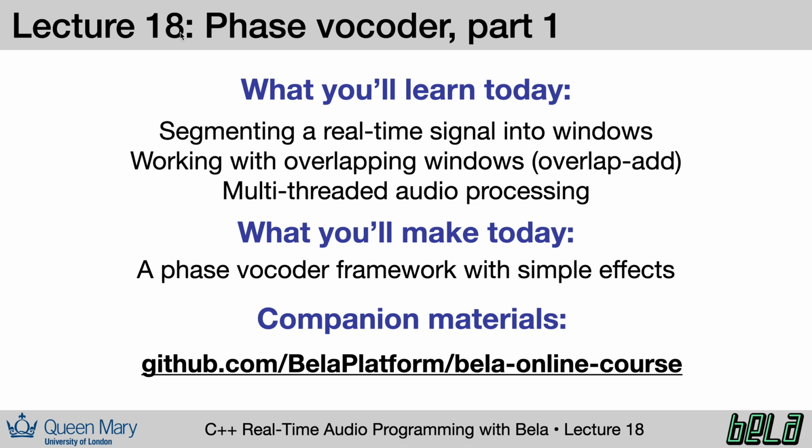In this lecture, we'll also have a first introduction to multi-threaded audio processing. We'll see why this is a useful approach to dealing with expensive computations that occur relatively infrequently. By the end of today's lecture, you will create an architecture for building phase vocoder audio effects, which implements the overlap add process. We'll see just a couple very simple applications of the phase vocoder today, and in the next lecture, we'll look in more detail at what we can do with it.